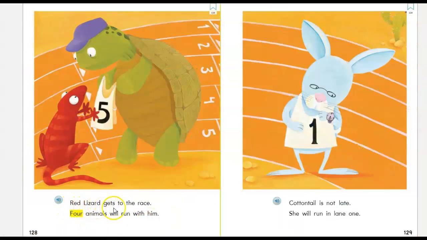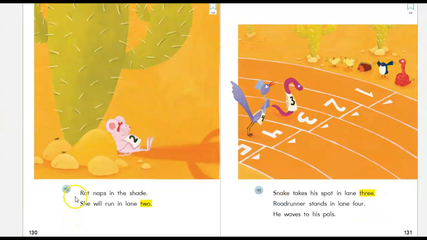Red Lizard gets to the race. 4 animals will run with him. Cottontail is not late. She will run in lane 1. Rat naps in the shade. She will run in lane 2.